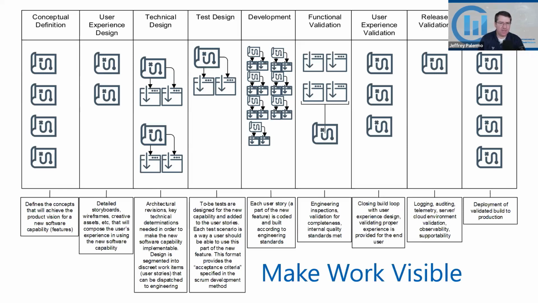And after the code is written, we do functional validation at the team level to make sure that, okay, it does work. Then we send it on to product management so that they can validate the user experience, so that they can make sure that it does work the way it was intended to work. And then we move it along to release validation, get it ready to send off to the customers. And then, of course, it's released to the customers and it's done.